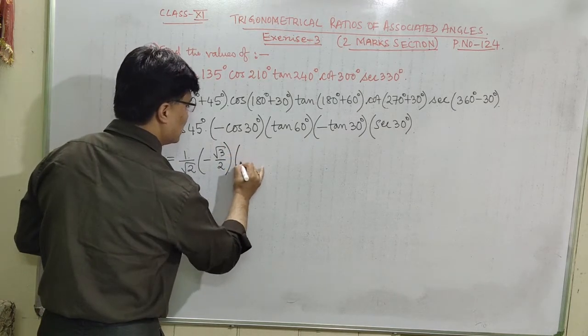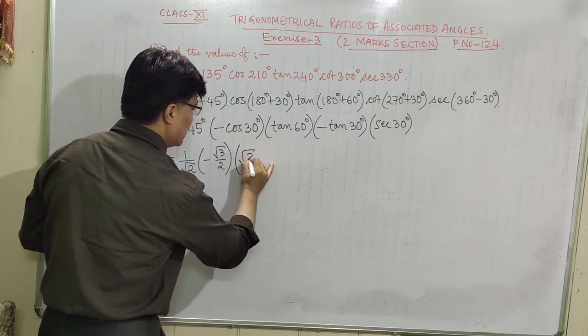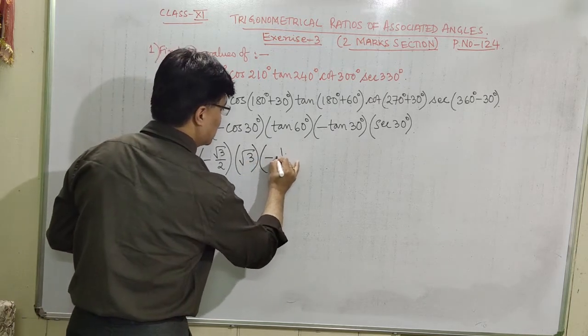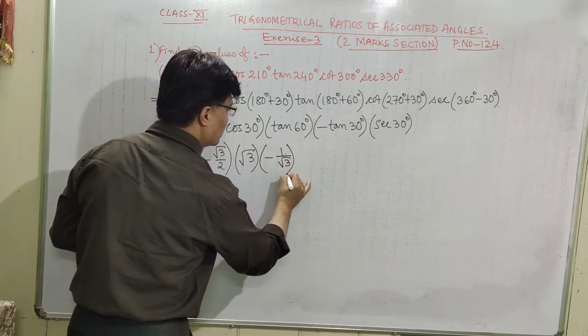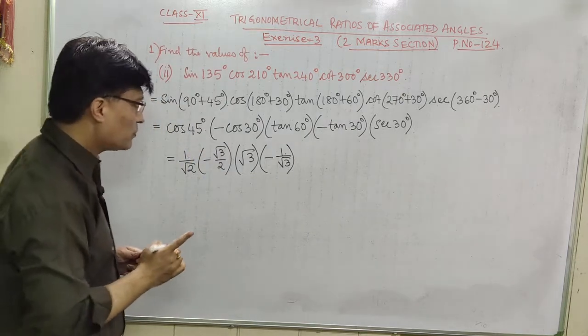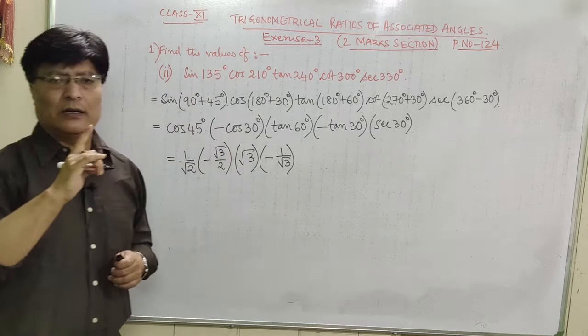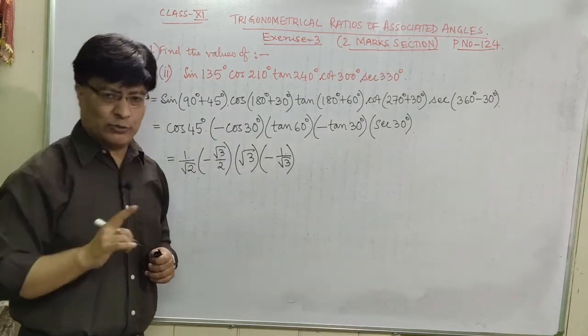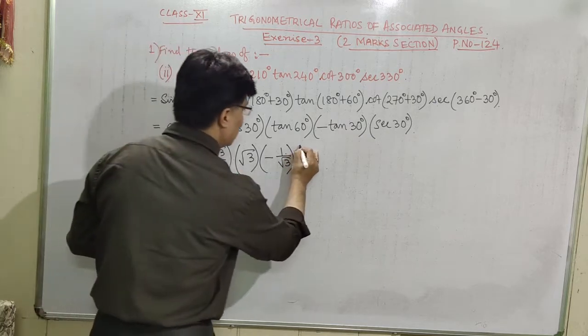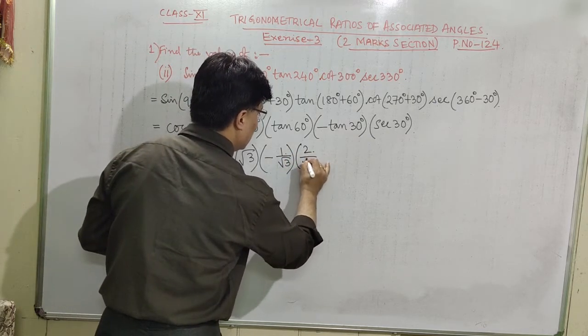What about tan 60 degree? Tan 60 degree is root 3. Then minus, what is tan 30? It is 1 by root 3. And what about this sec 30? So you know that cos 30 degree is root 3 by 2. So what is our sec 30 degree? It is 2 by root 3.